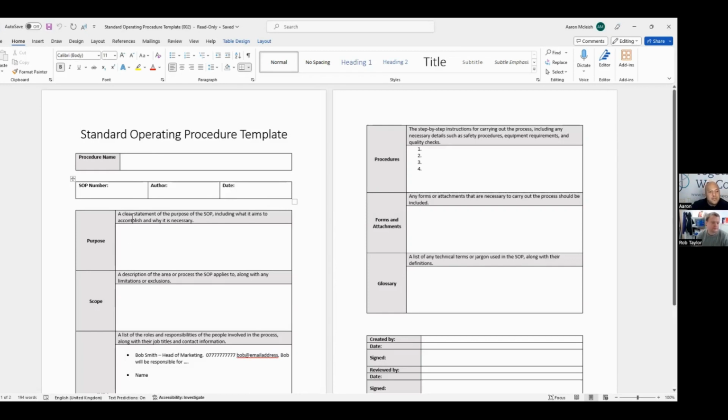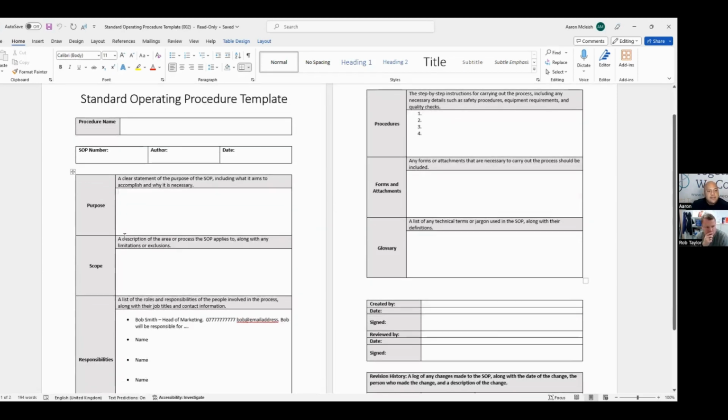And whenever you write a system, always write down the purpose of the system. So what's the end goal? What's it for? What are you trying to accomplish? You then write a little bit of description about the system, as much as possible.